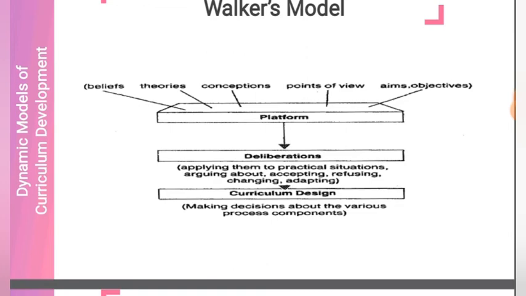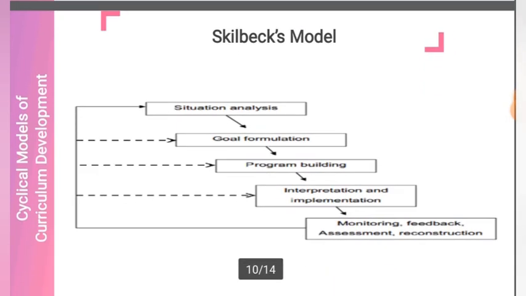The next one is Skilbeck's Model. Malcolm Skilbeck has developed a model for school-based curriculum development based on his experiences in schools and teacher training institutions. The Skilbeck model has 5 phases that include situational analysis, goal formation, program building, interpretation and implementation, and monitoring feedback, assessment, and reconstruction. So each phase is interrelated and follows a systematic sequence.